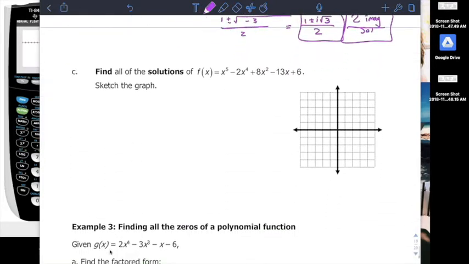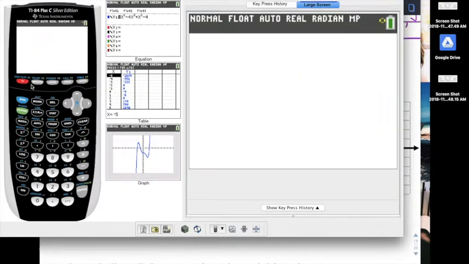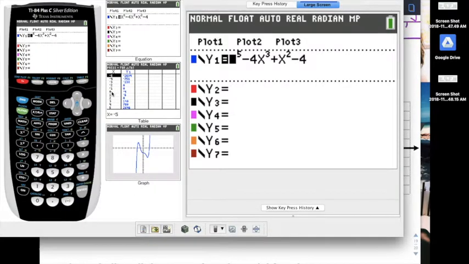Okay, so pretty much everything from here is repetitive after this. So we'll do the same thing here. Take this graph, type it in. We got x to the 5th minus 2x to the 4th.